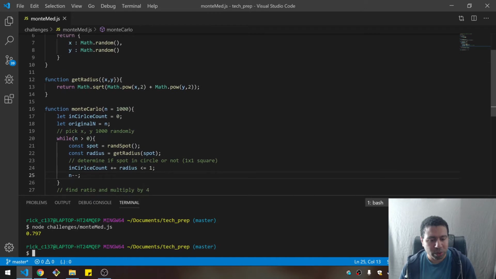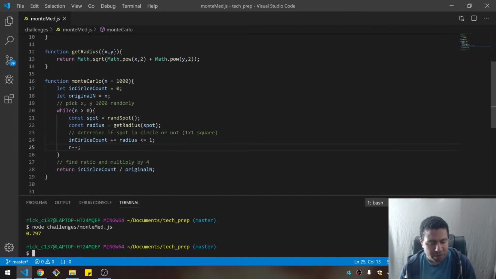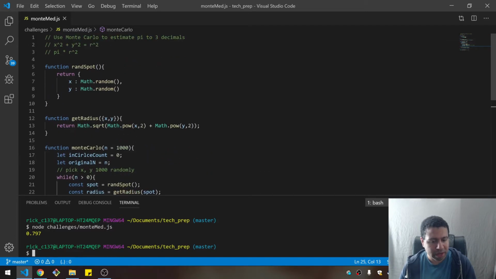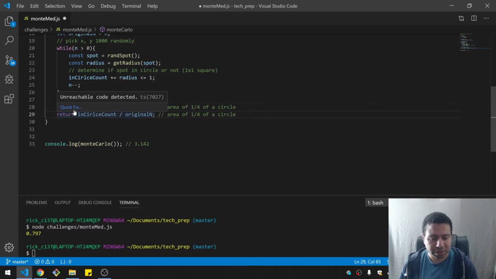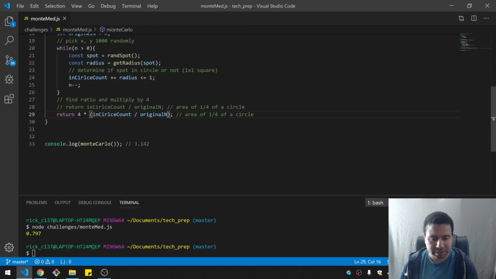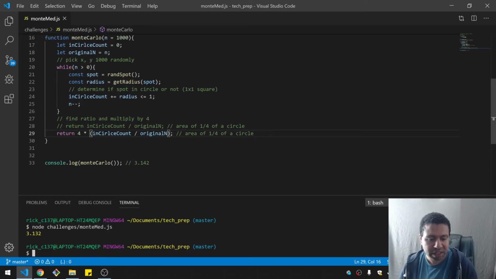But because we're doing a quarter circle, we need to multiply this by 4 to represent the full area. Yeah, because I'm only taking this. So this is the area of 1/4 of a circle. Literally. So I'm going to just literally take this thing and multiply by 4. There it is. 4 times that, right? And that should give me about 3.14. So I definitely need to up this number.